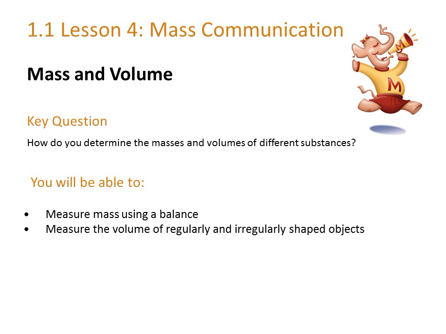Chemists use electronic and triple beam balances calibrated in grams to measure mass. Objects with similar volumes can have vastly different masses and vice versa. As a result of this lesson, you'll be able to measure mass using a balance and measure the volume of both regular and irregularly shaped objects.